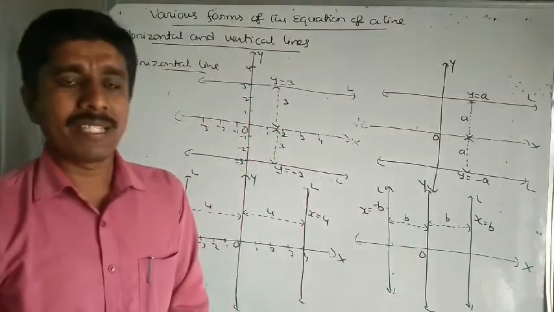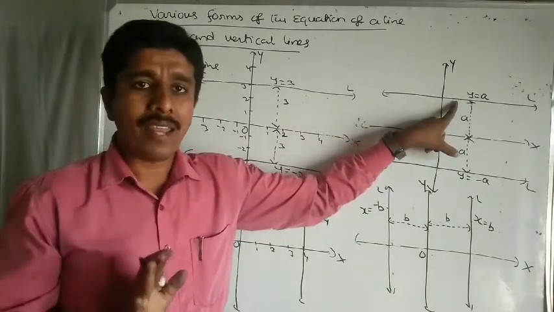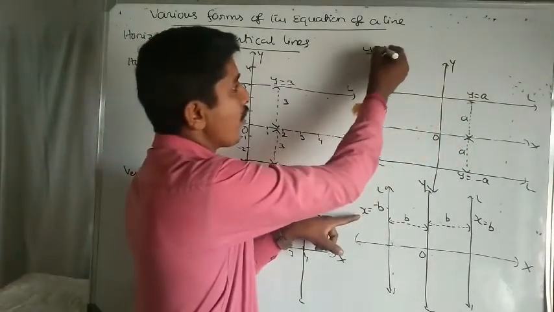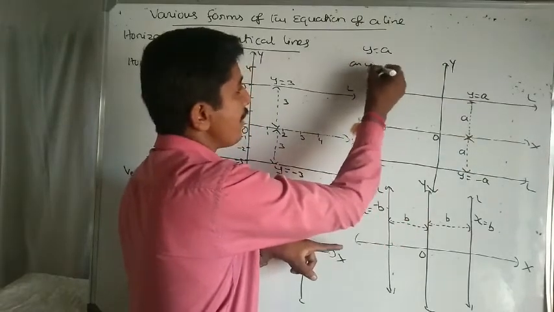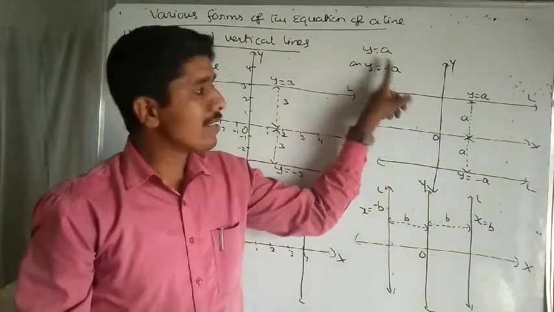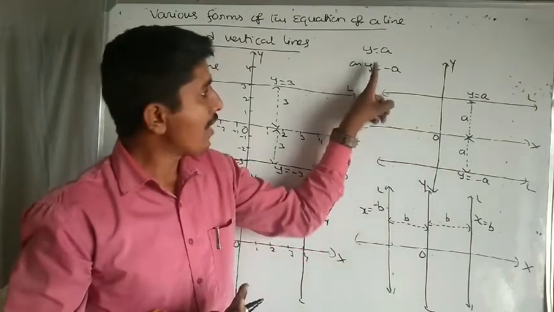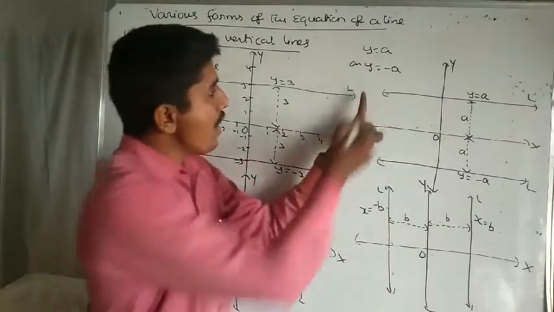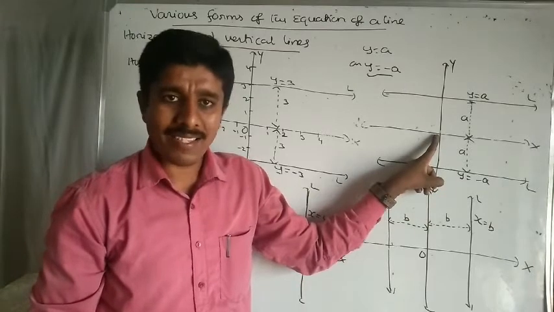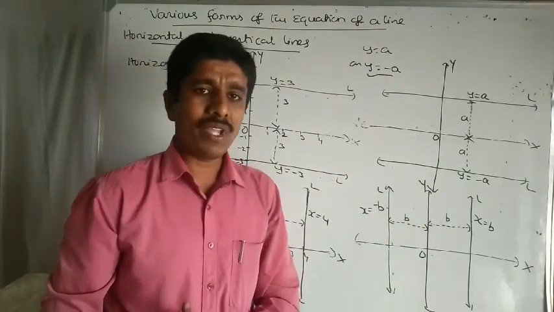Very important, mind it. The equation of any horizontal line will be of the form y equal to A or y equal to minus A. Y equal to plus A means this line lies above the x-axis, or above the origin, at a distance of A units from the x-axis. Y equal to minus A means this line lies below the x-axis, below the origin, at a distance of A units.